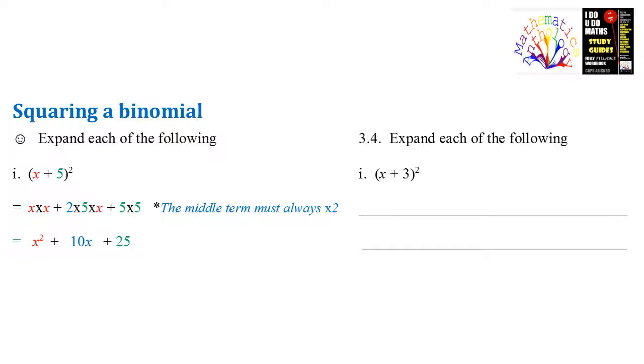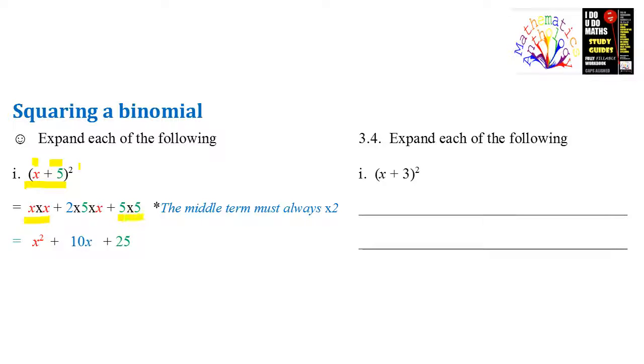Let's look at squaring a binomial. So let's expand each of the following here. Squaring a binomial. So we have a binomial that's given. Remember, a binomial is two terms, in this case x plus 5. And when the entire bracket is being squared, as shown there, you're going to use this method here to square the binomial. So you're going to say first times first. Here we go, x times x. Then you're going to leave a space and you're going to work with last times last. Positive 5 times positive 5.